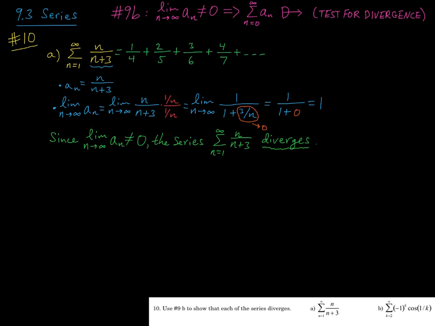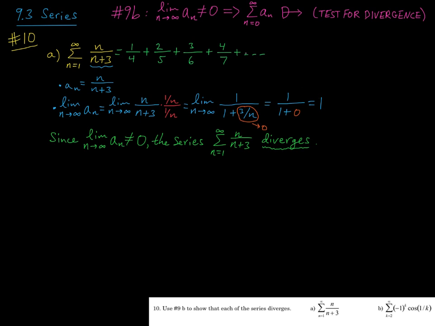And so the conclusion there is that since a sub n does not approach 0, this series of n over n plus 3 diverges. Okay. Now, the real rough sort of intuitive explanation to what's going on here is that, look, as we let n get large, a sub n is going to be really, really close to 1.